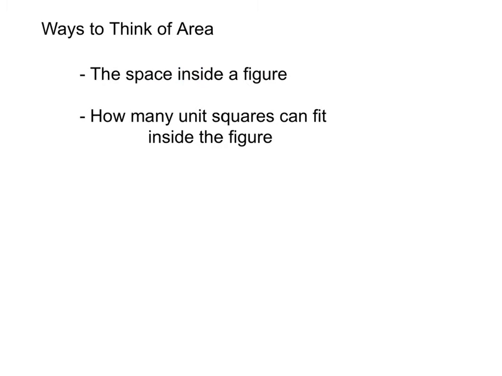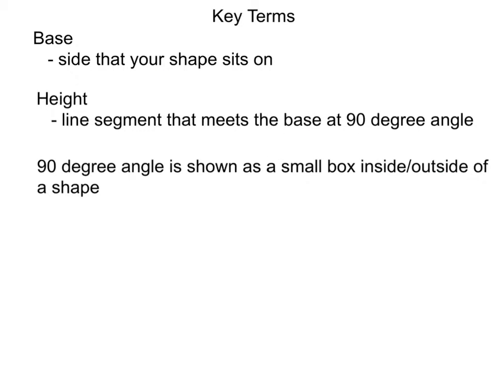We can think of area as the space inside a figure, or how many unit squares can fit inside the figure. Before we talk about area, we need to define what base and height mean. Base is the side that your shape sits on, and the height is just a line segment that meets the base at a 90-degree angle. As a side note, a 90-degree angle is shown as a small box inside or outside of a shape.